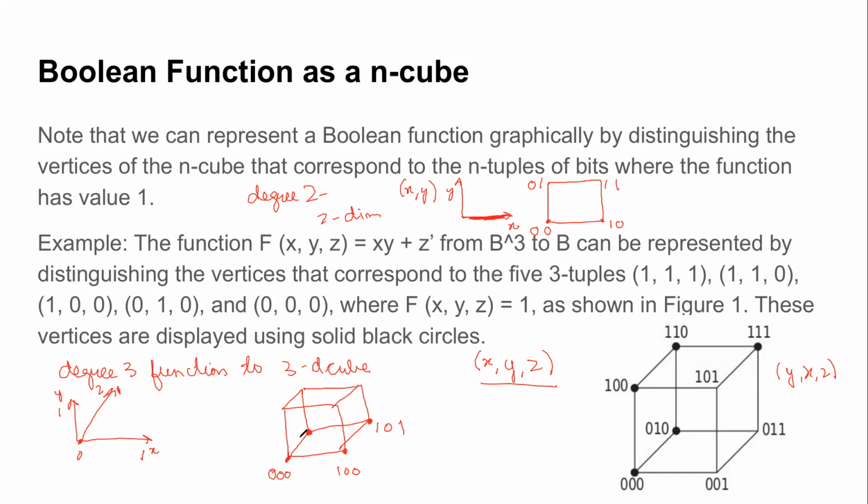X axis is still 0, y axis is also 0 because it's on the lower end, and z axis is 1. Okay, so that completes our lower half. Let's move on up here.